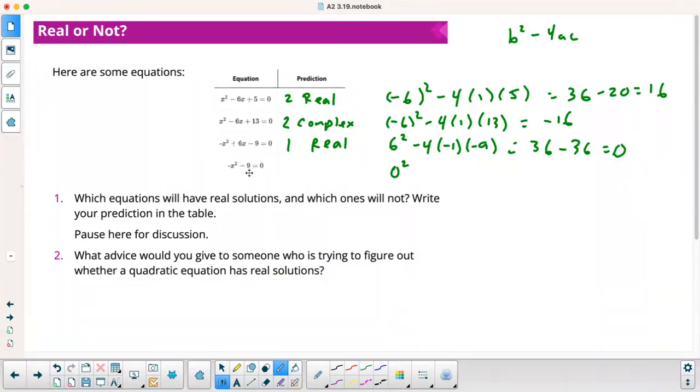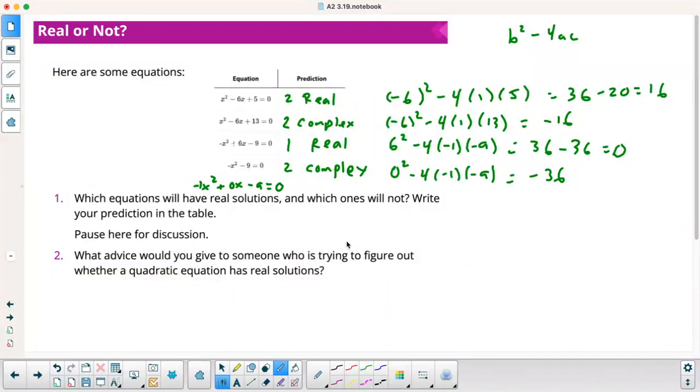And the last one, b is actually 0 here. a is -1, c is -9 because there's no x term. It's really negative x squared. Really, it's like -1x squared plus 0x minus 9. So b is 0, 0 squared minus 4 times -1 times -9. That gives me a -36. So that's not going to have any real solution. So I'm going to have two complex. All right, so this one will have two x-intercepts, one x-intercept, and there will be no x-intercepts for the second and fourth one.